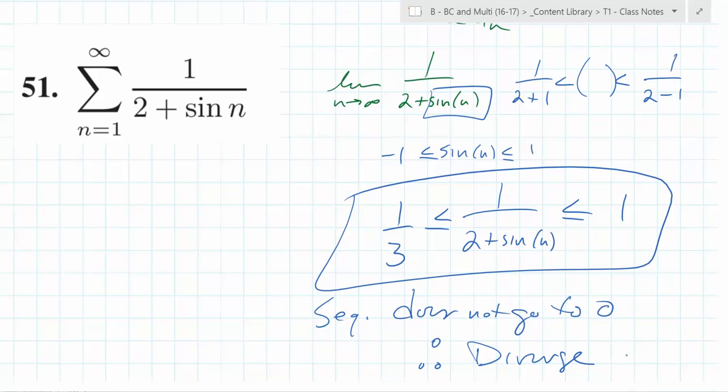Yes? Is it possible to have a sine or cosine on the bottom?